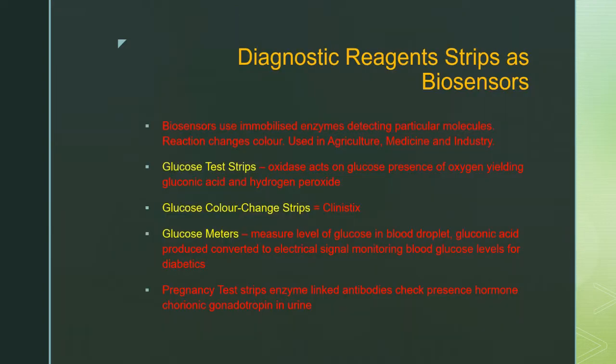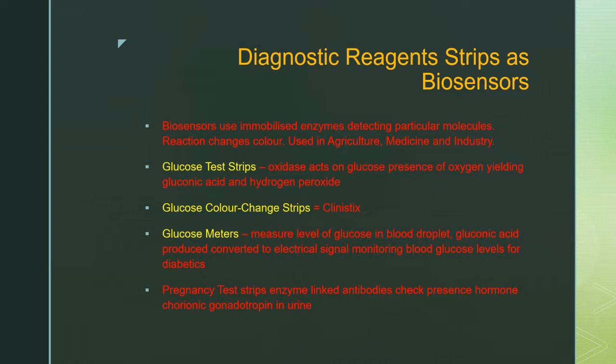Now moving on to diagnostic reagent strips as biosensors. Biosensors use these immobilized enzymes to detect particular molecules, where a reaction changes colour. This can be used in agriculture, medicine, and other various industries. An example here is glucose test strips, as glucose oxidase acts on glucose in the presence of oxygen, yielding gluconic acid and hydrogen peroxide. Glucose colour change strips, you'll know this from clinistix, and glucose meters, which measure the level of glucose in a blood droplet, as gluconic acid production is converted to an electrical signal, monitoring the blood glucose levels for diabetics, very important in diabetes.